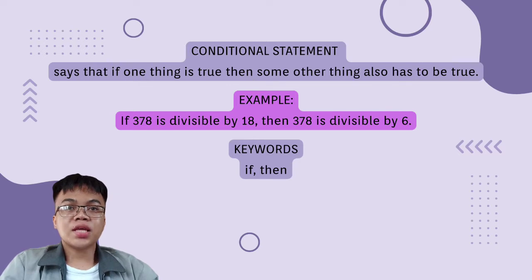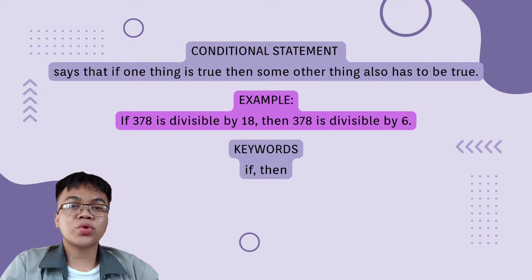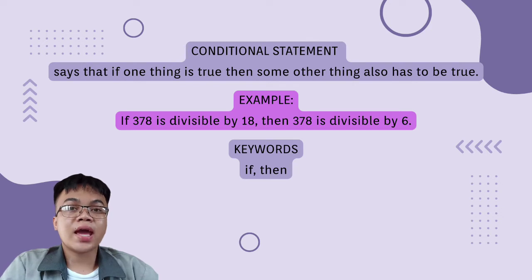A conditional statement says that if one thing is true, then some other thing also has to be true. For example, if 378 is divisible by 18, then 378 is divisible by 6. So, paano yon? It is because ang 18 is divisible by 6, kaya pwede nating i-divide or divisible ang 6 sa 378. Ang statement na to ay kadalasan na gumagamit ng mga keywords katulad ng if and then.